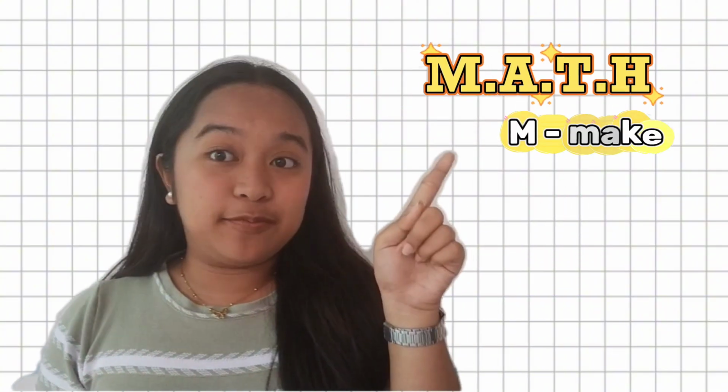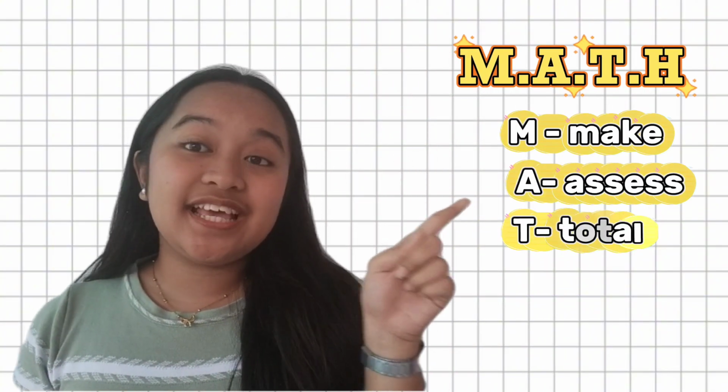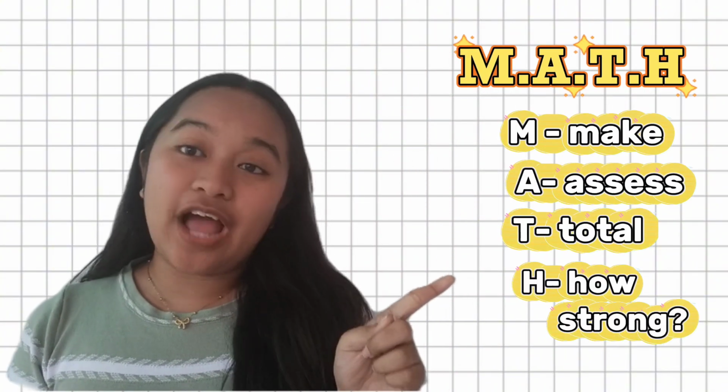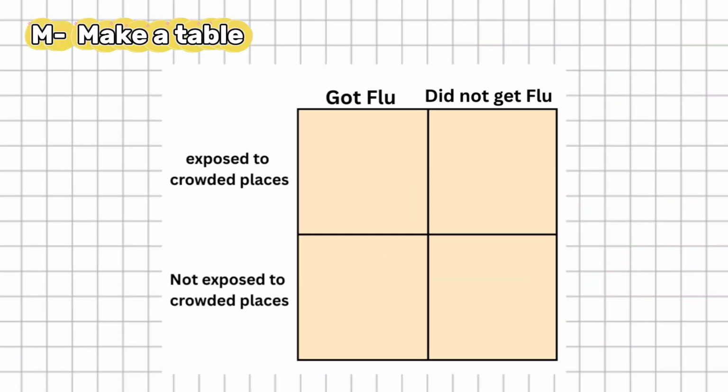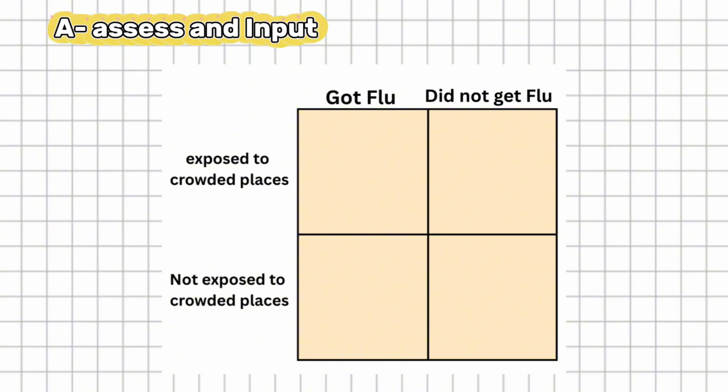To solve for the Phi correlation coefficient, remember the acronym MAT. M for make, A for assess, T for total, and H for how strong. For the first step, make a 2x2 table, wherein the top of the column is labeled with the first answer to the question whether they got flu or not. Then for the row part, it is labeled with the answers on the second question, whether they got exposed to crowded places or not. Next is to assess an input.